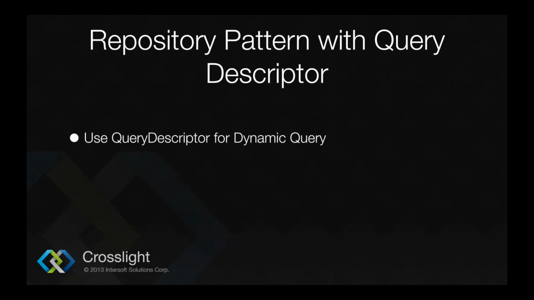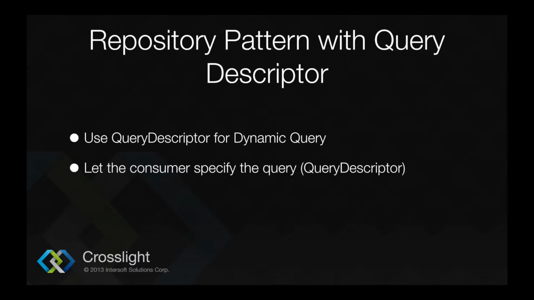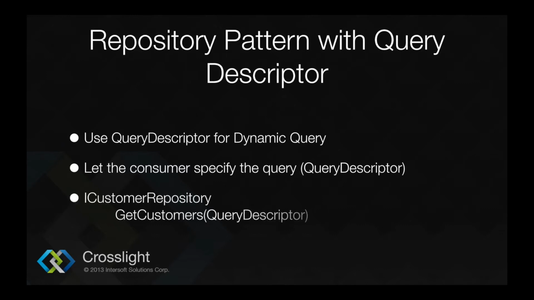You can use the query descriptor as a placeholder for your dynamic query. You can then let the consumer of the repository specify the query to be used by the repository. Using this approach, your repository will only have one method that can be reused for any dynamic query that you might have in your application.